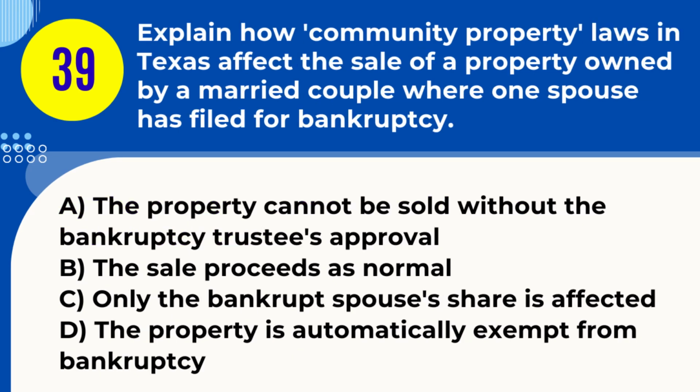Question 39. Explain how community property laws in Texas affect the sale of a property owned by a married couple where one spouse has filed for bankruptcy. A. The property cannot be sold without the bankruptcy trustee's approval. B. The sale proceeds as normal. C. Only the bankrupt spouse's share is affected. D. The property is automatically exempt from bankruptcy.